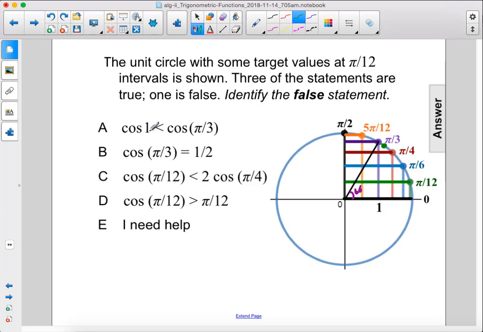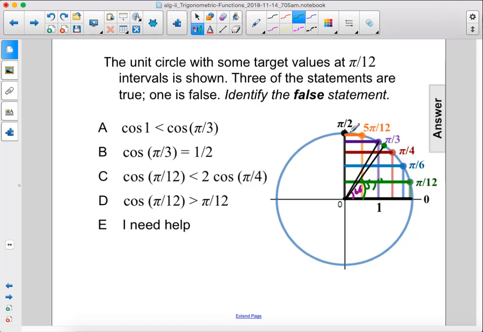Now, we know that 1 radian is about 57 degrees. So we draw a line like that where this angle is slightly smaller than the purple angle here. That would be 57 degrees, and it would land us right there.